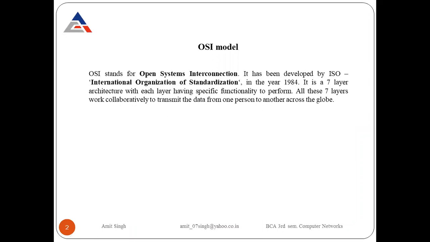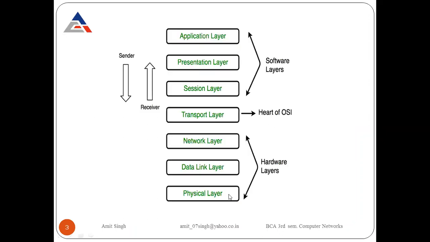Now this is the diagram from which it is very clear how the OSI model looks. Let's start from the bottom. Look at your screens. The first layer is the physical layer, then the data link layer, then the network layer. These first 3 layers are also known as the hardware layers.